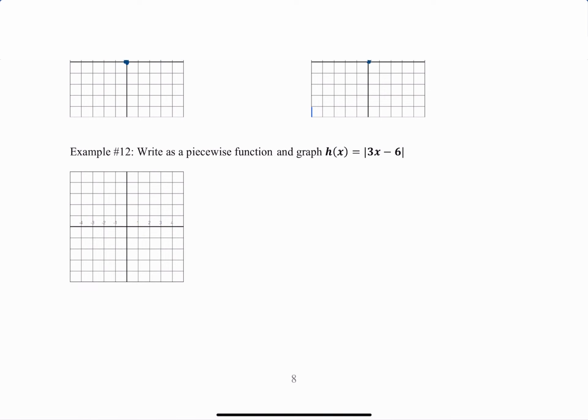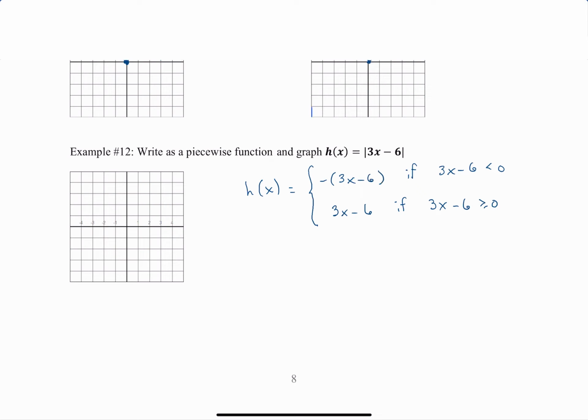So h of x will be, well, if 3x minus 6 is positive or greater or equal to 0, so if 3x minus 6 is greater than or equal to 0, then its absolute value is just itself. Whereas if 3x minus 6 is negative, then its absolute value is the opposite of itself.